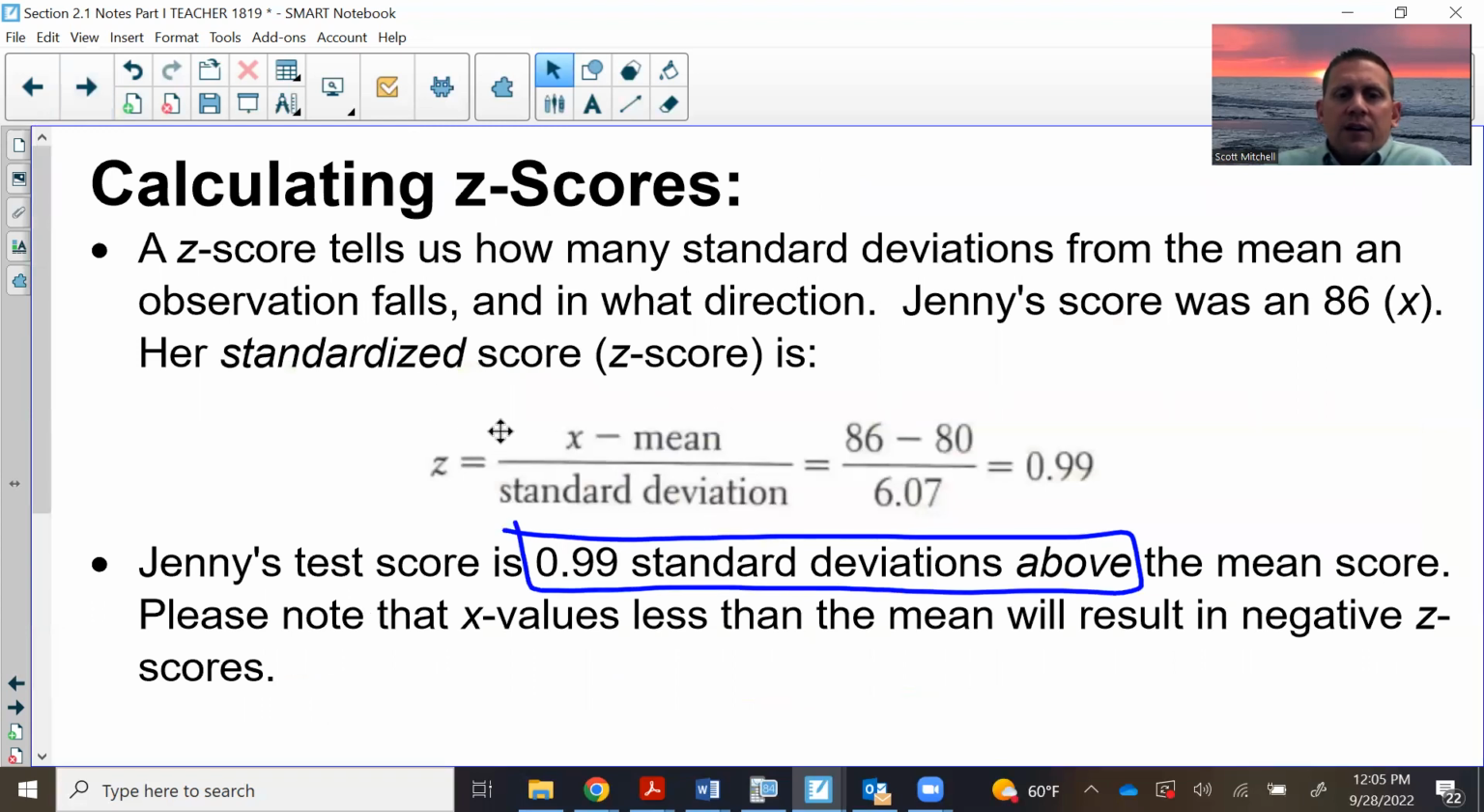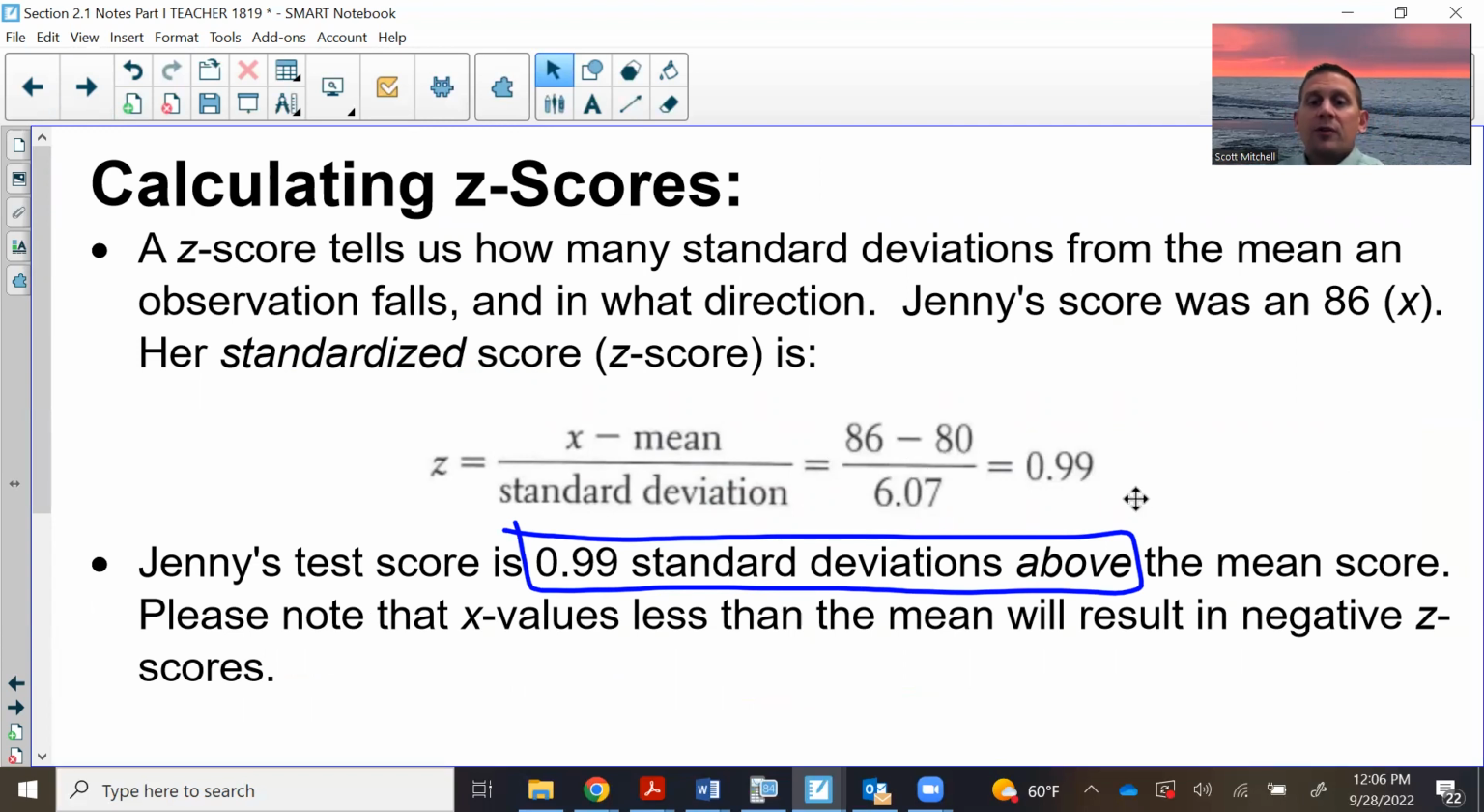So here's how we calculate our z-score. So we want to find Jenny. How good is Jenny's score? So we take 86, that was her raw score. We're going to subtract the mean, and then we divide by our standard deviation. So we got 0.99. Jenny's test score is 0.99 standard deviations above the mean.